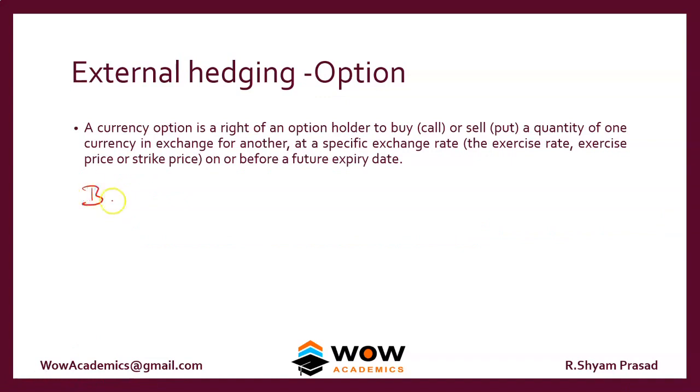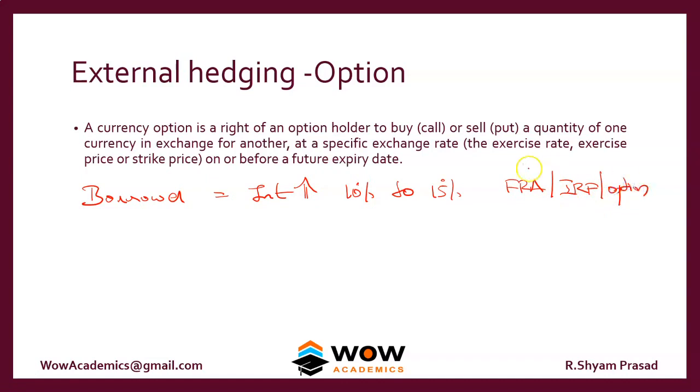Assume that you are a borrower and you feel that the interest rate will rise. It is currently at 10% and you feel it will go to 15%. So you could have used an FRA, or you could have used an interest rate future, or you can go for an option. So what you have done is you have chosen an option.